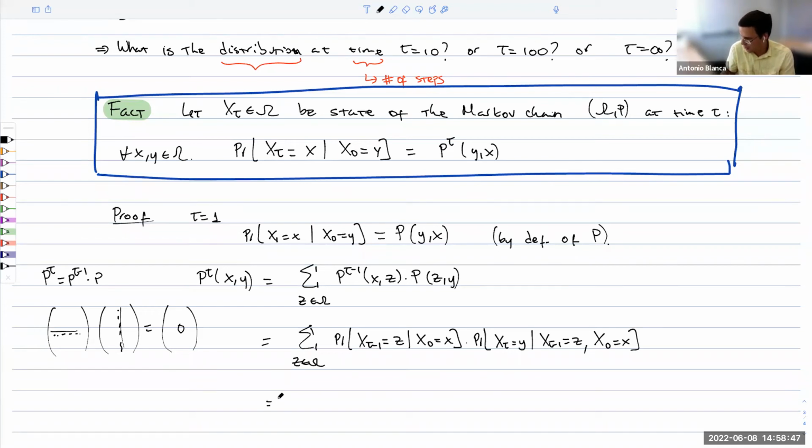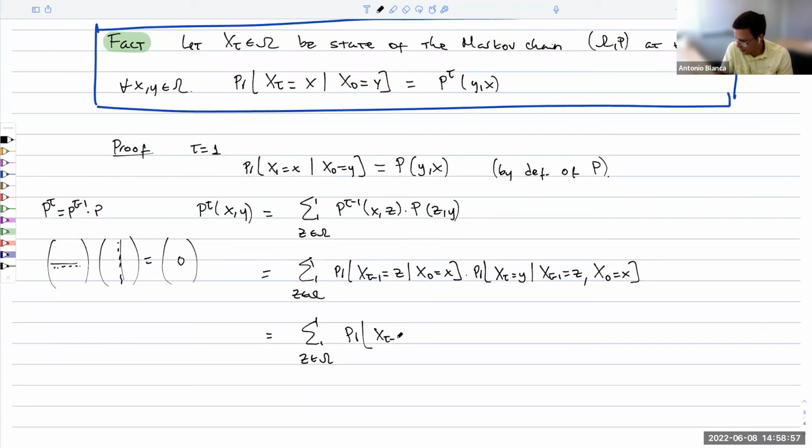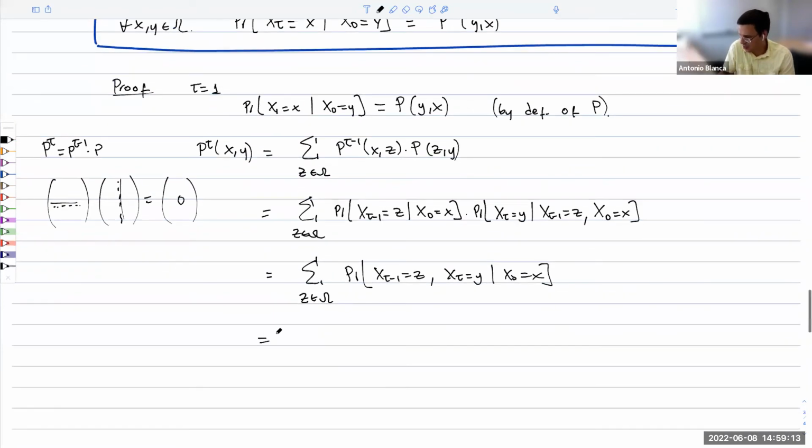And now it's just some massaging of this distribution. You group these two probabilities together. This is the probability that X_(t-1) is c and X_t is y, given that X_0 is x. So these two probabilities multiplied give you this, by Bayes' rule. And finally, you see that this is just summing over all the possible c's, so this is the law of total probability. You get that this is the probability that X_t is y, given that X_0 is x.